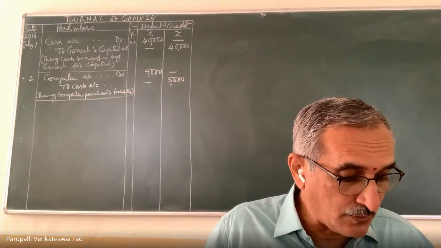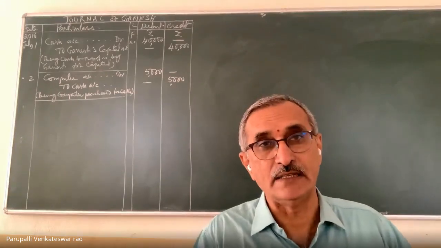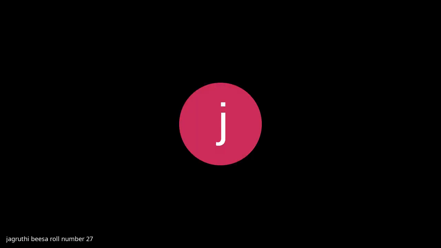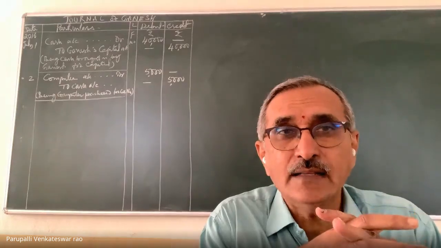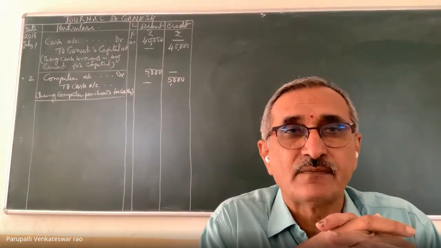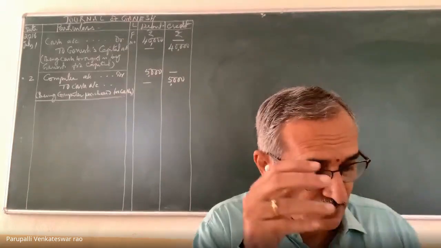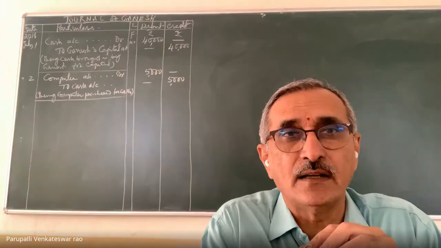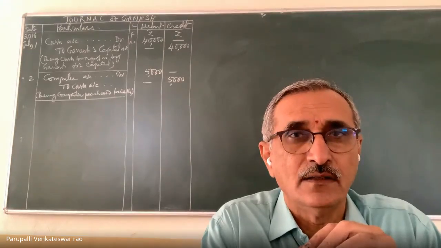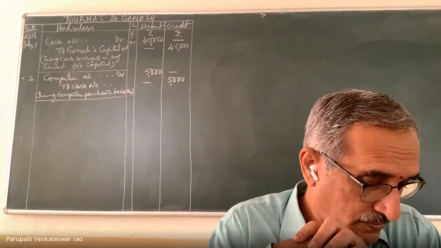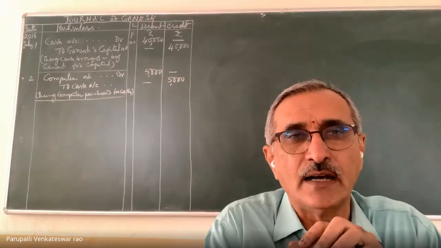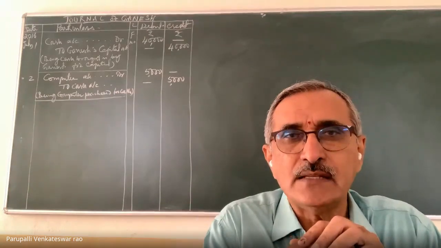On 23rd, received cash from Ramesh 8,000. We received money from Ramesh. What comes in? Cash comes in. Ramesh is the giver. Write down. The entry is cash account debtor rupees 8,000 to Ramesh account 8,000.